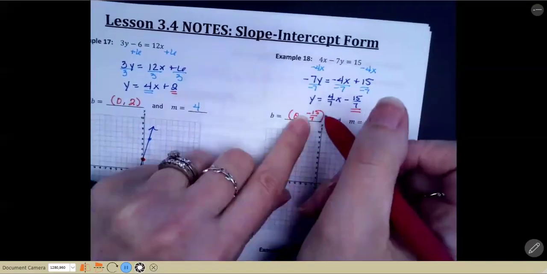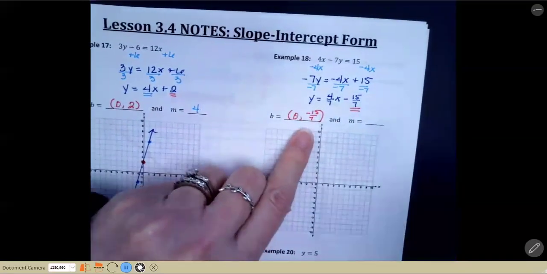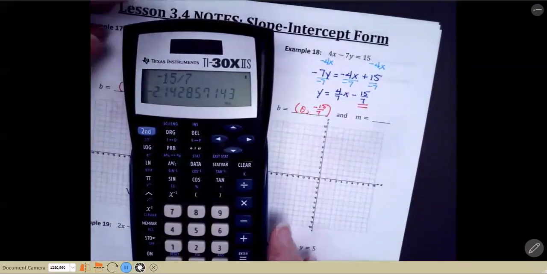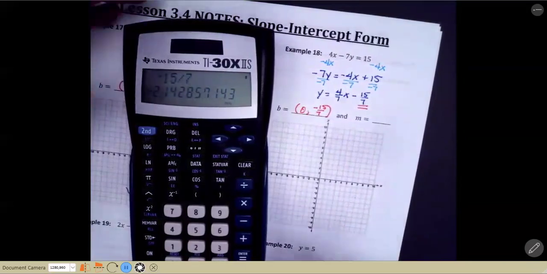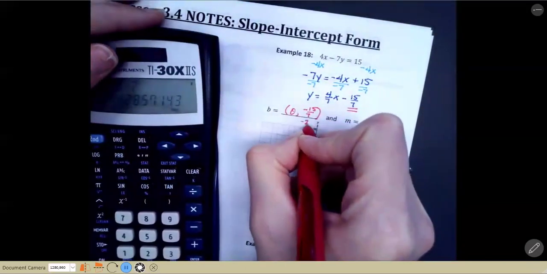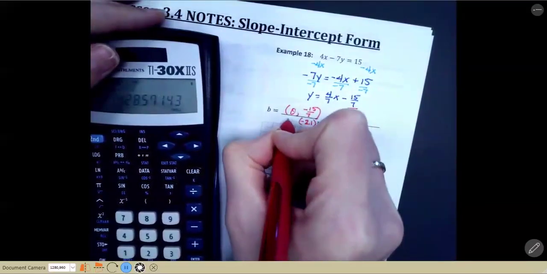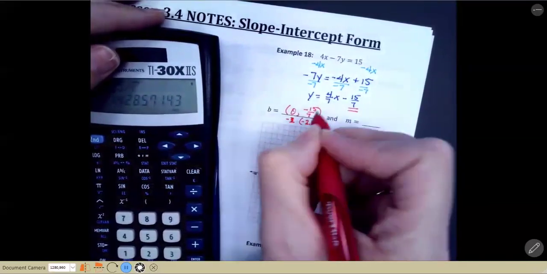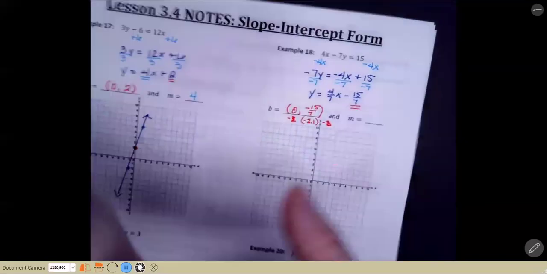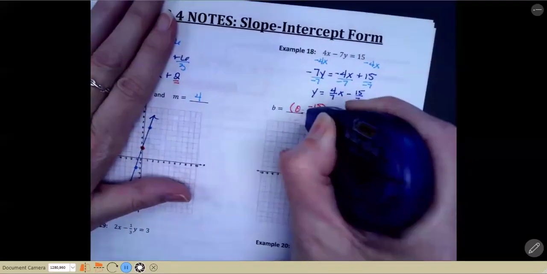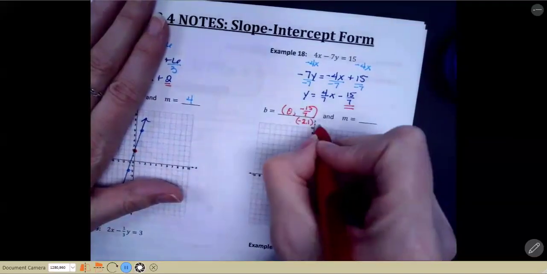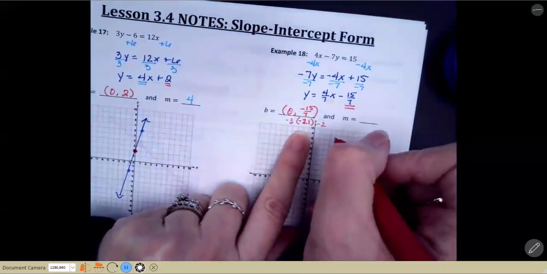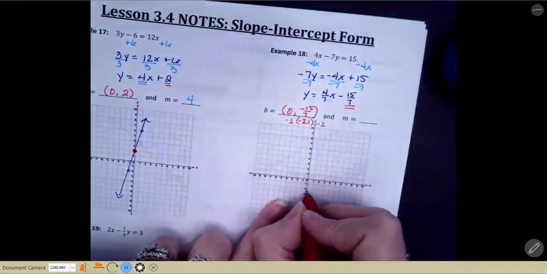Now, when I plot my y-intercept, remember, take your calculator and divide negative 15 by 7, and you get negative 2.1 forever, right? So I'm just going to put negative 2.1, and this is going to be in between negative 2 and negative 3. Actually, I should have done that the other way around. Okay, let me change that. Because they're negatives, the numbers look like they're going backwards, but they're not. So that means I'm going to plot a point between -2 and -3 on my y-axis. So that would be right here.